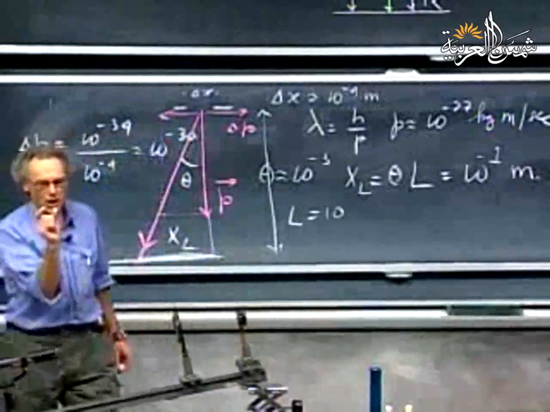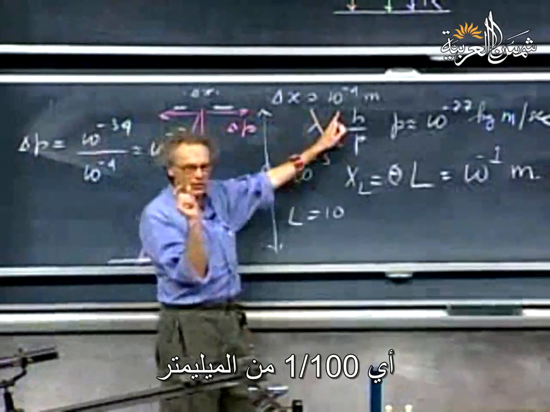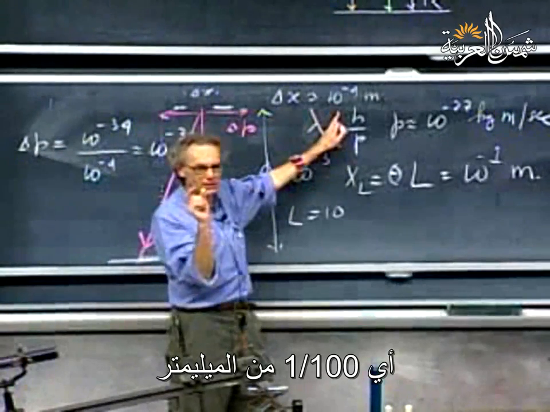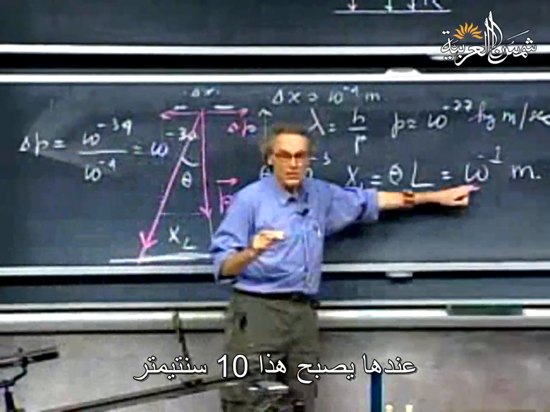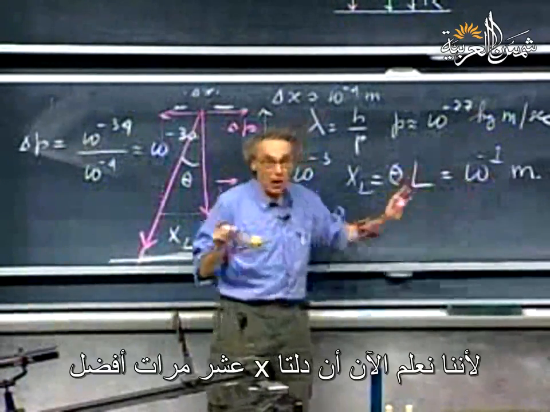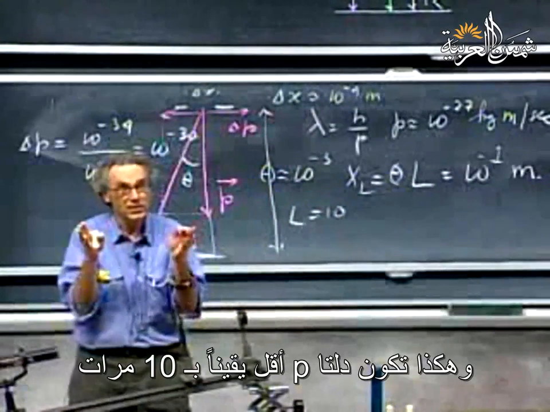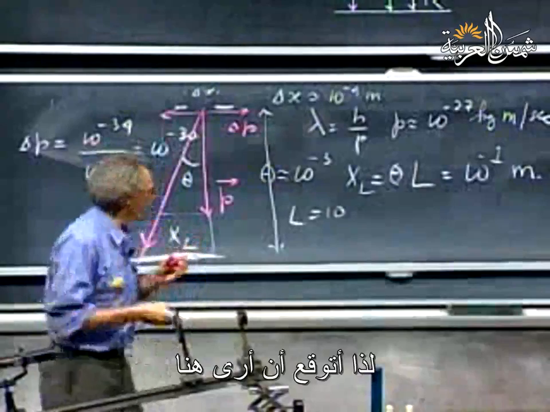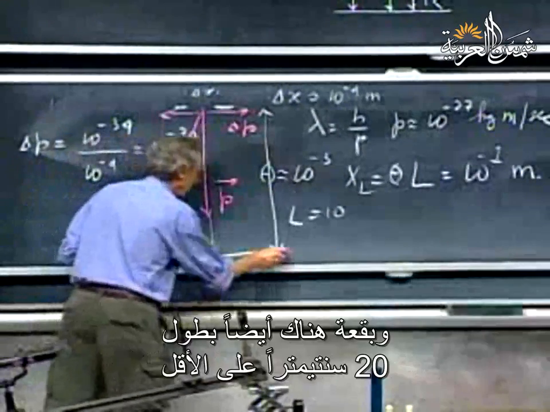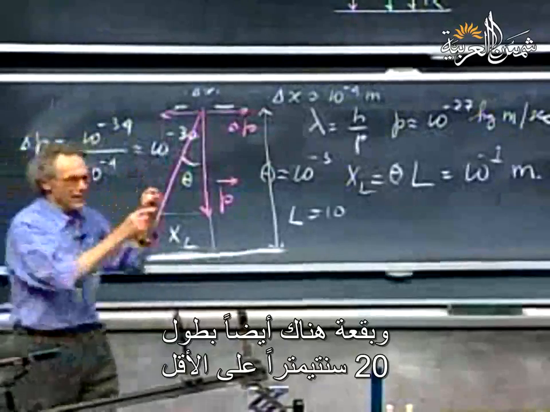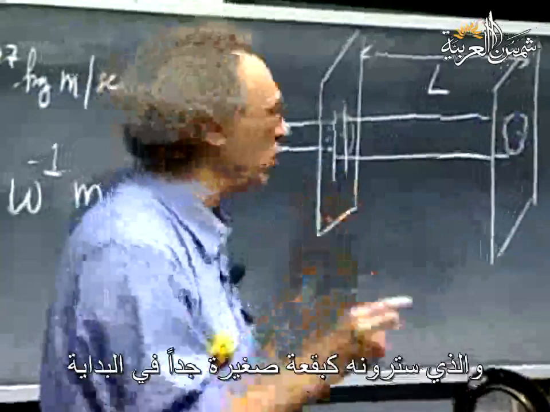2 centimeters. But when I make the slit width 10 times smaller, if I make the slit width only 1/100th of a millimeter, then this becomes 10 centimeters. Because now I know delta x 10 times better, and so delta p is 10 times more uncertain. So now I expect to see here at least a smear of 20 centimeters and at least a smear of 20 centimeters there.